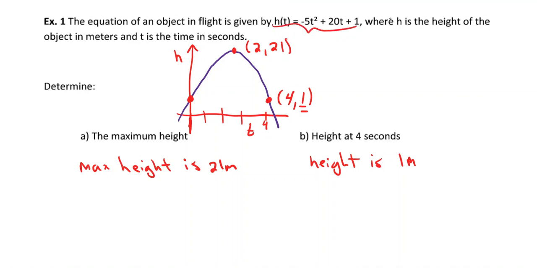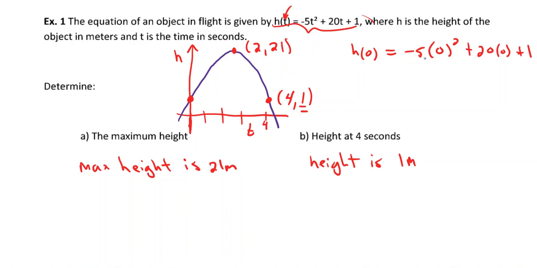If this is my function, and I want to know what I get out when I put 0 in for t, because that's what we really want, then I could say h of 0. I'm going to throw in 0, that's what we do with function notation. So h of 0 is equal to, and then I put a 0 in everywhere else: negative 5 times 0 squared plus 20 times 0 plus 1.